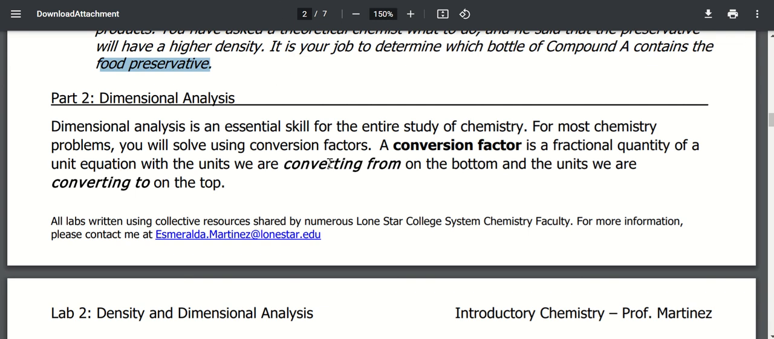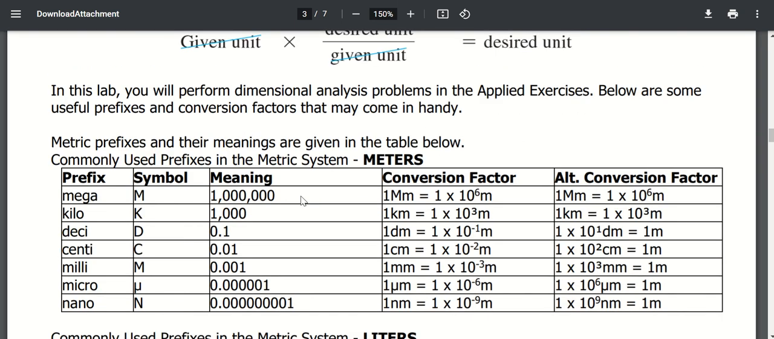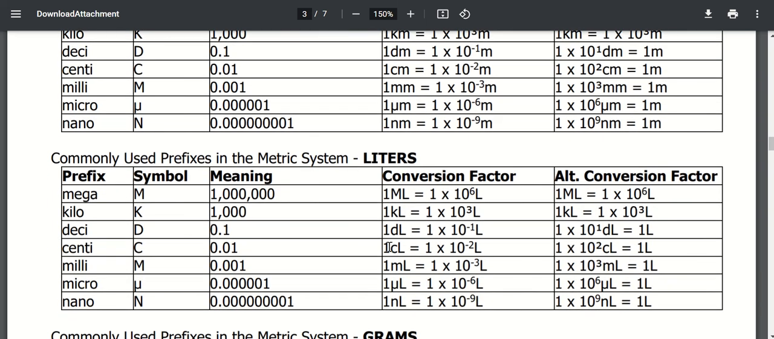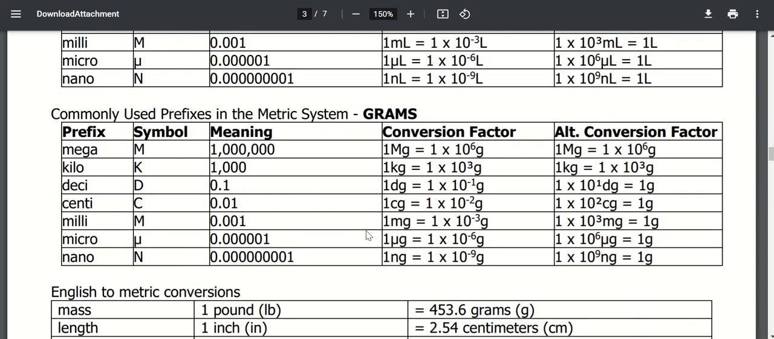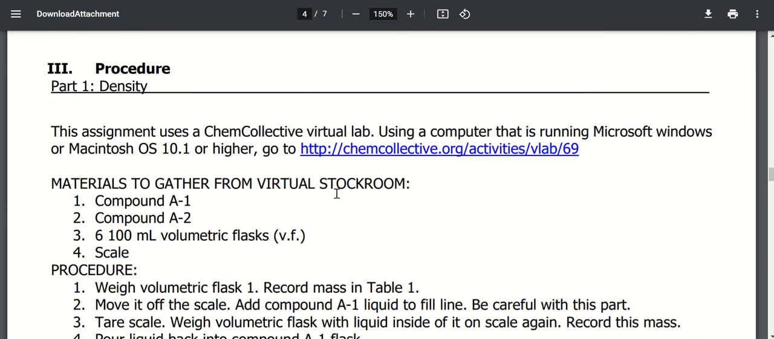And then part 2, you are just completing some dimensional analysis problems, practicing. So just a review on what dimensional analysis is and how you perform it. You always want your original given unit to cancel out, and then you're looking for a different unit. So I give you some tables with a bunch of conversion factors. You're going to use them, so they're definitely useful. Some English to metric conversions. And here we go for the procedure for part 1, for the density portion.